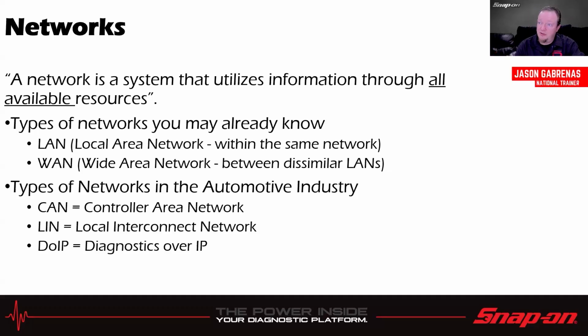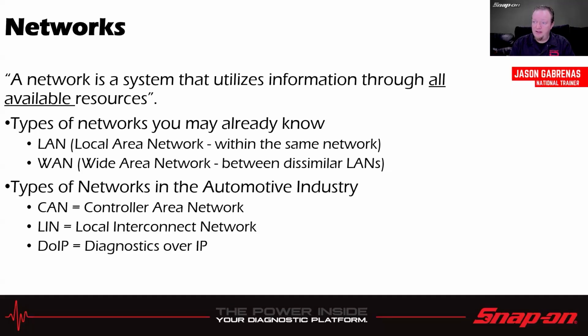So different types of networks you may already be aware of. LAN is a local area network. Think about that as the Wi-Fi in your shop or at your house. That's your local network. All the connected devices are connected to it. WAN is wide area network. So that's multiple different LANs connected together over a wide area. That's just kind of a complicated way of describing the internet.